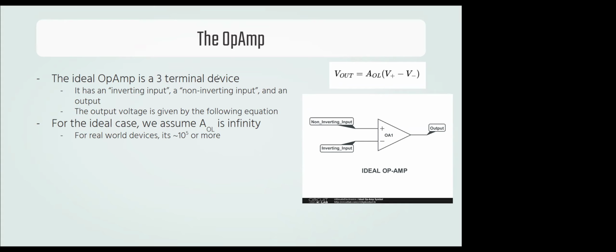The ideal op amp is a three terminal device. And it has an inverting and non-inverting input. And it's governed by this equation at the top right, where for ideal op amps, we assume that gain parameter, AOL, is infinity. A open loop is what we call it.